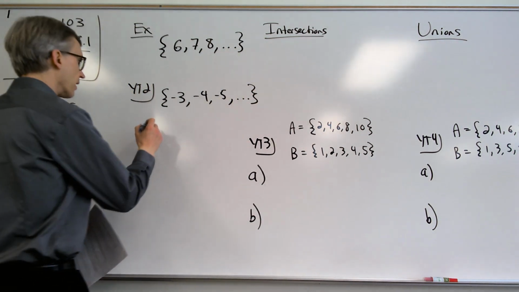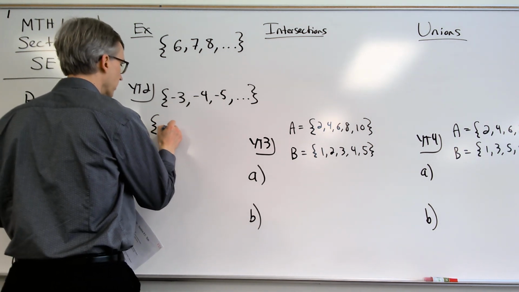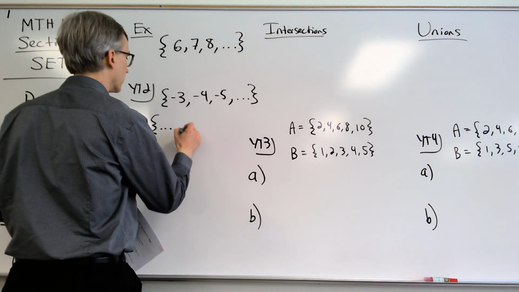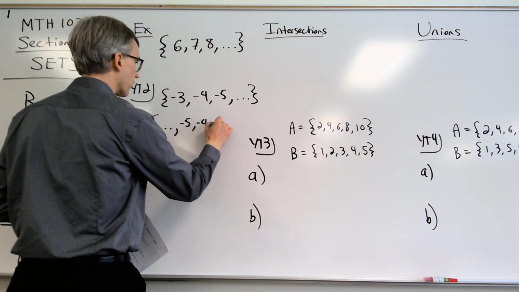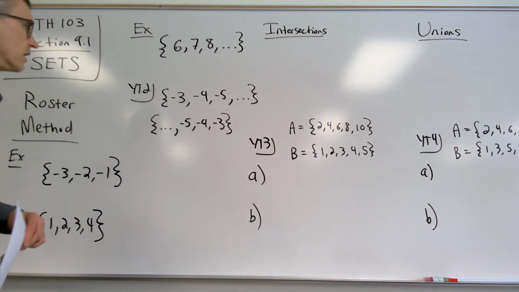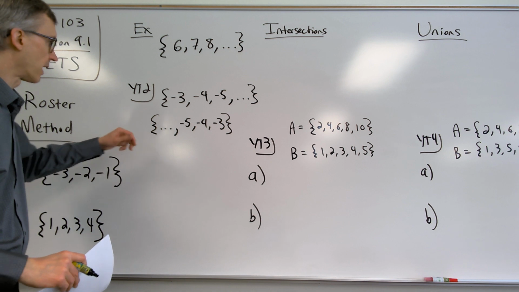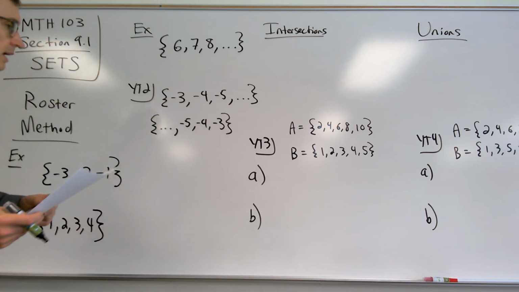Some people may want to write it in the more traditional method: ellipses, and then, let's see, -5, -4, -3, and then stop. If you want to do it like the number line where you got the smaller numbers to the left, then you can write it like that. Either one of those is fine.